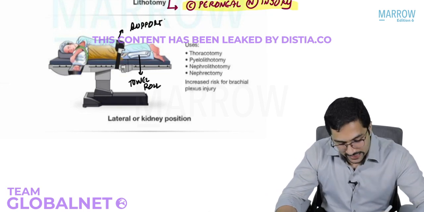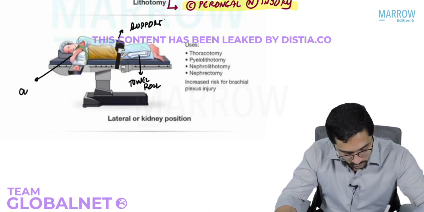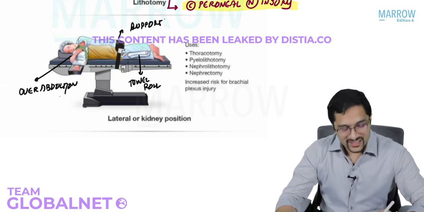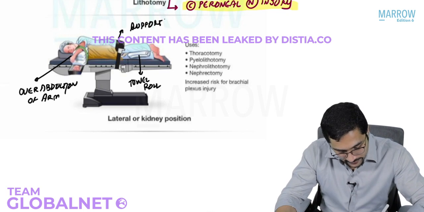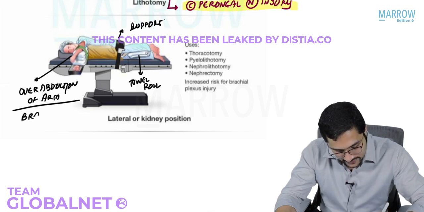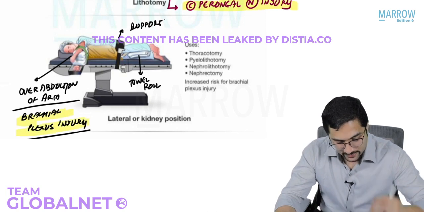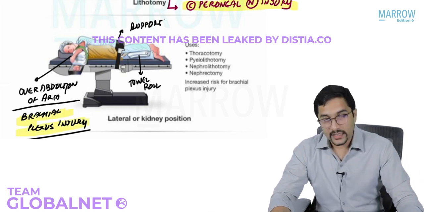Now the problem with the lateral or the kidney position is that over abduction of the arm can give rise to brachial plexus injury. Okay, so that is the importance. That has also been asked in the exam. That is the problem with the lateral or the kidney position.